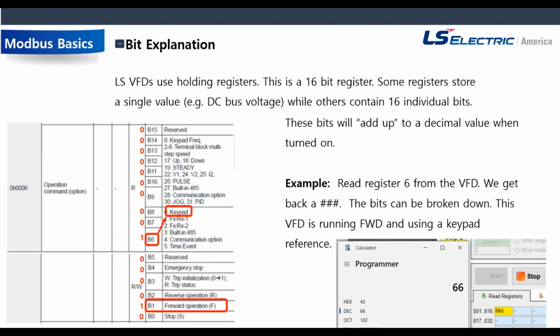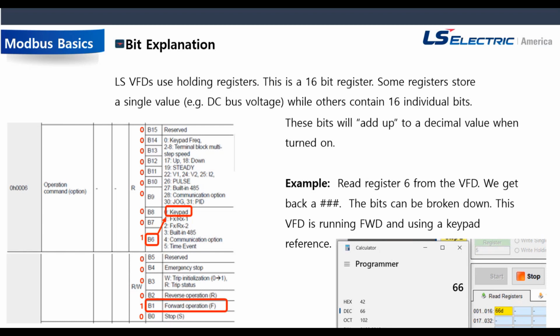So explaining the bits a little bit further, as we mentioned, the LS drives use holding registers. So this is actually a 16-bit register, so there's a lot of data in there. Some registers are just a numeric value, like when we read the DC bus voltage, it gave us 320 volts DC, whereas other devices are going to contain all those 16 individual bits.